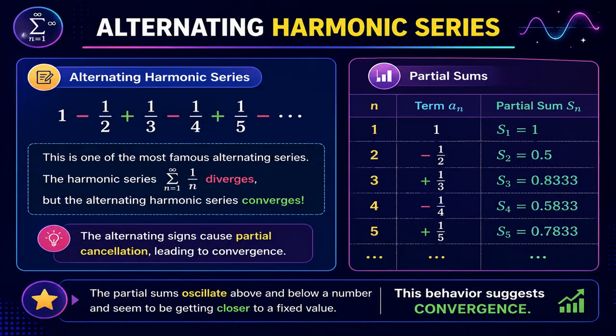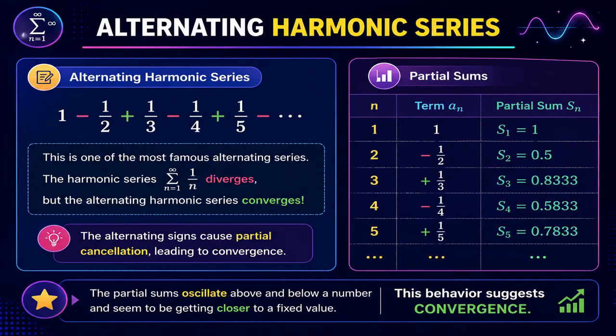Notice how the sums bounce back and forth. Our first partial sum, S1, is 1. Then S2 drops to 0.5. S3 goes back up to 0.8333, and so on. As highlighted at the bottom of the slide, these partial sums oscillate above and below a specific number, getting closer and closer to a fixed value with every single term we add. This bouncing behavior strongly suggests convergence.